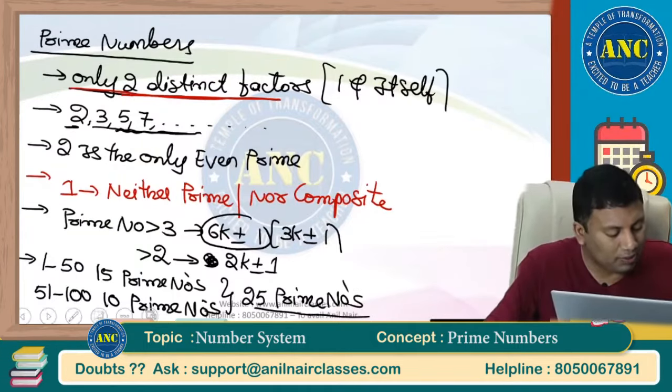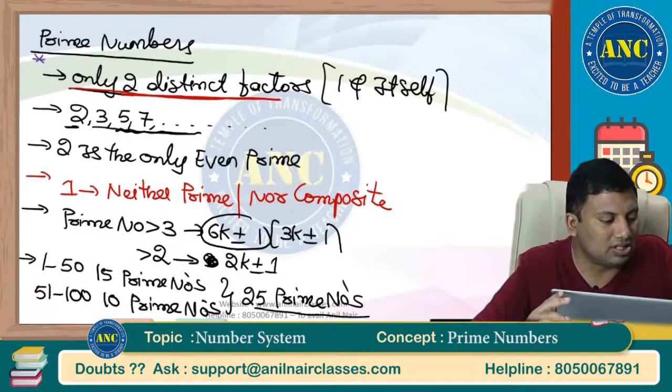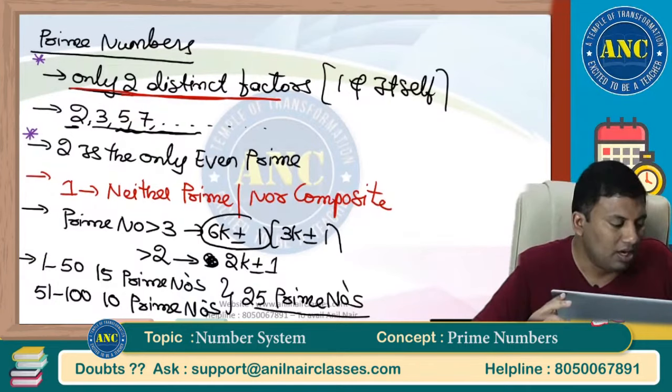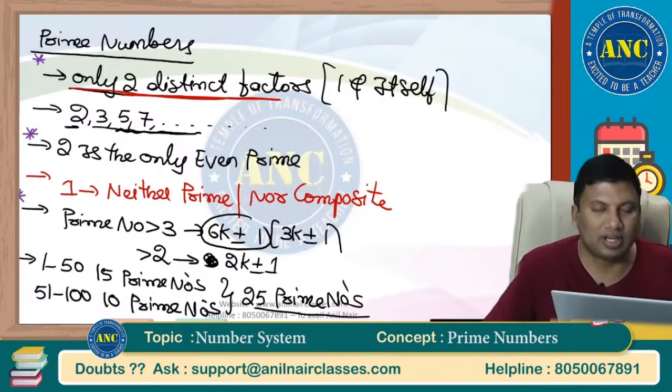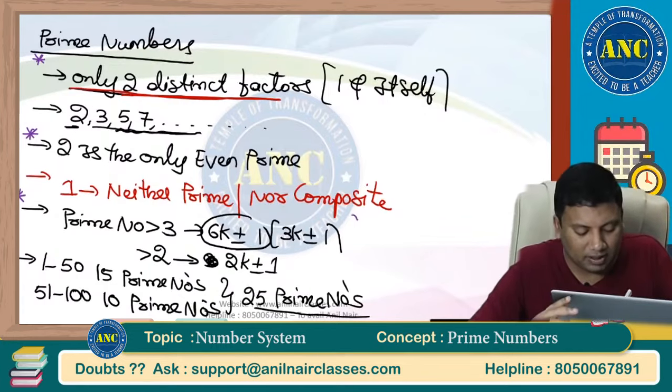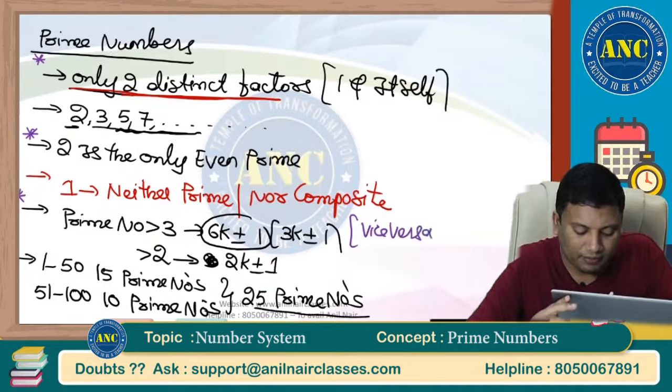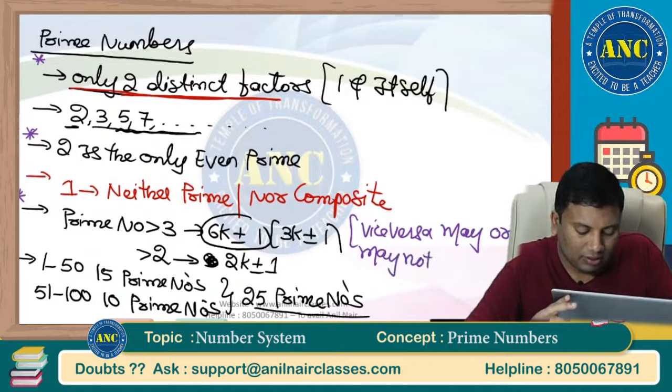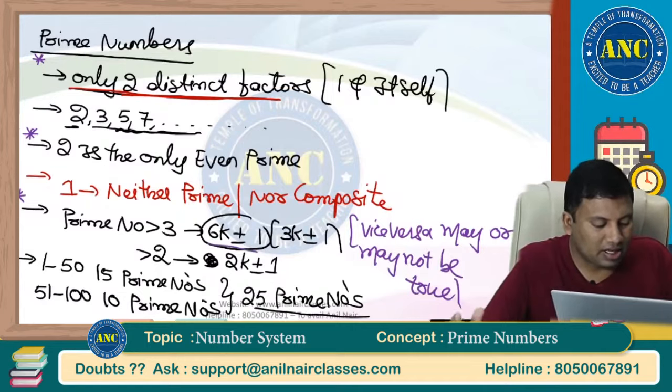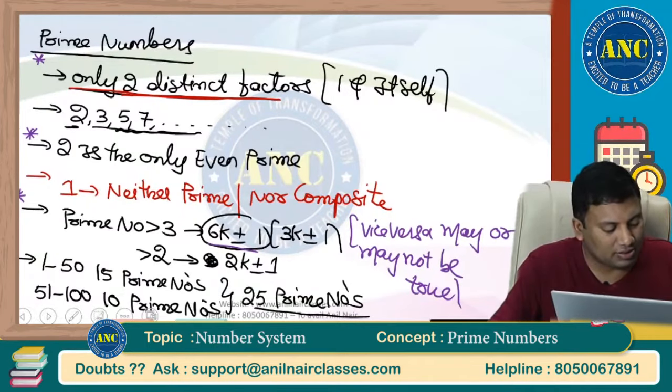Now, based upon these key points, let us solve a lot of problems. Every prime number greater than 3 is of the form 6k plus or minus 1. Vice versa may or may not be true. Right? 6k plus or minus 1. Now, let us solve the first problem.